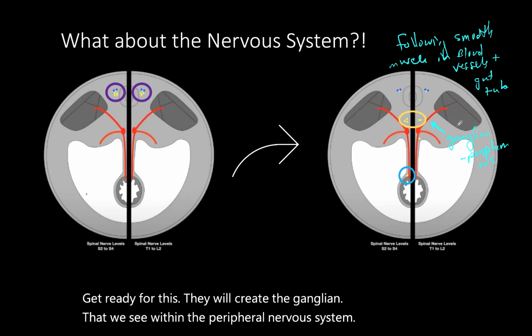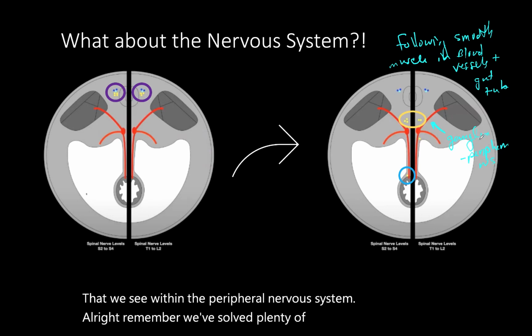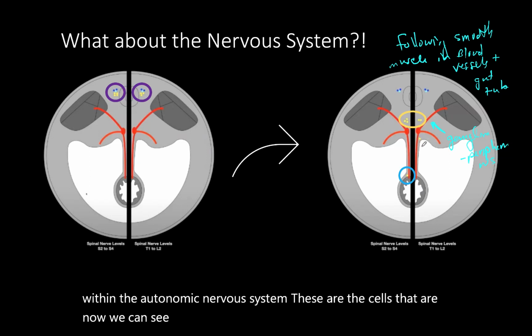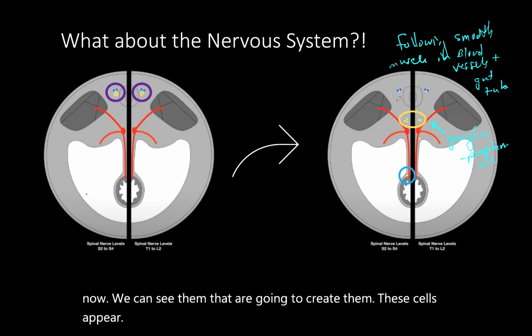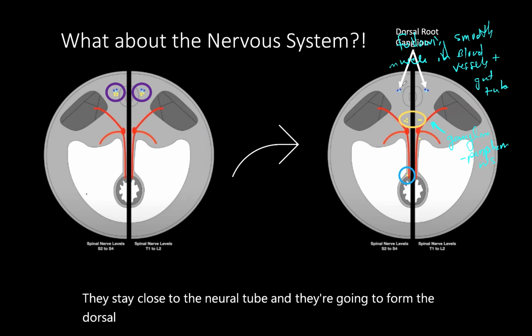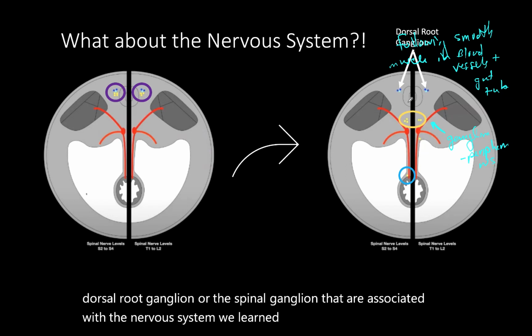Remember, we saw plenty of ganglion within the autonomic nervous system. These are the cells that are going to create them. These cells up here that have remained steady, they stay close to the neural tube, and they're going to form the dorsal root ganglion, or the spinal ganglion that are associated with the nervous system. We learned about them in lab.